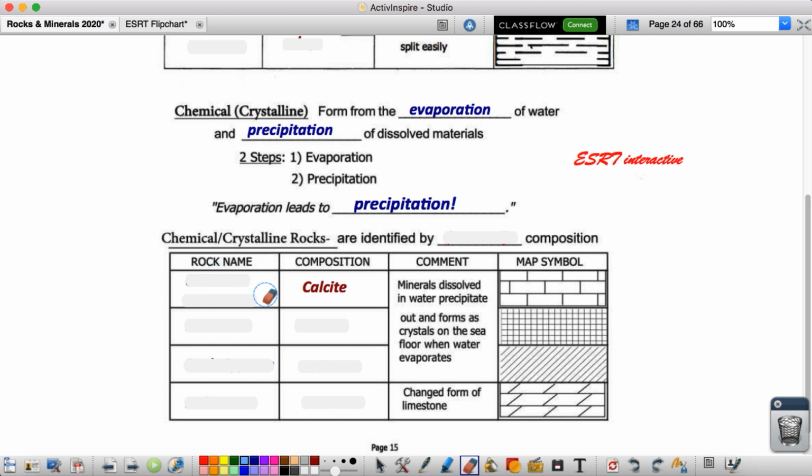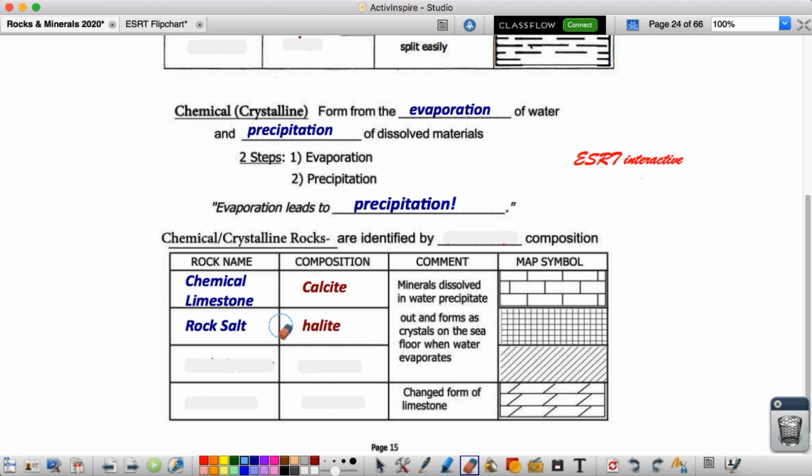Well, the rock formed is going to be chemical limestone. I'm only going to require that you put limestone. Okay, let's work it the other way now. If the rock formed is rock salt, what was the mineral that made up that rock salt? Please put your answer there.